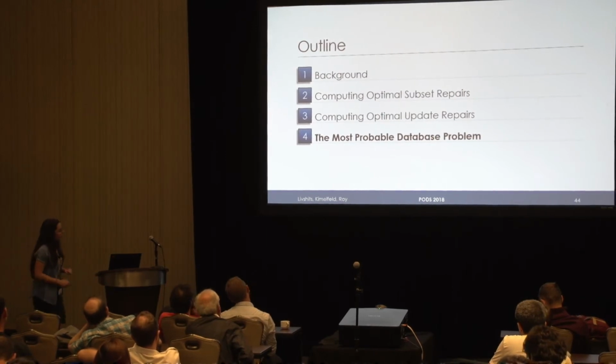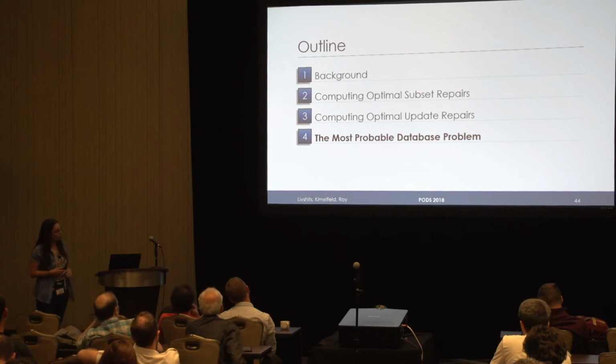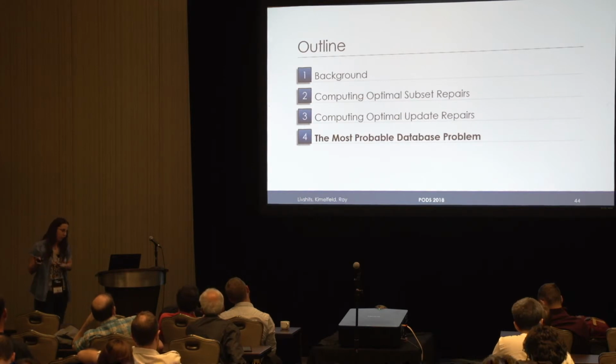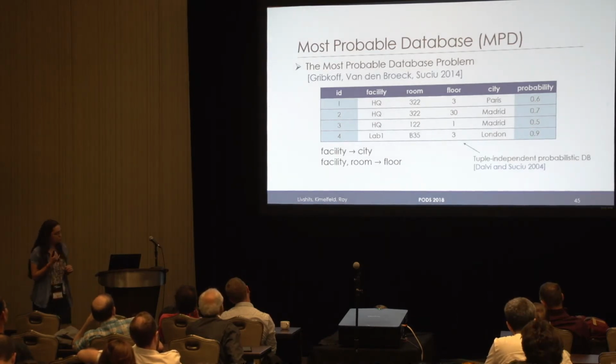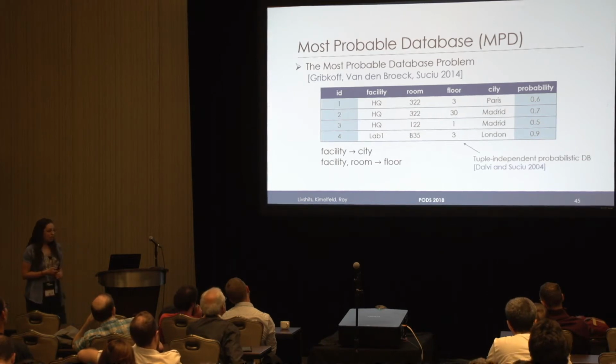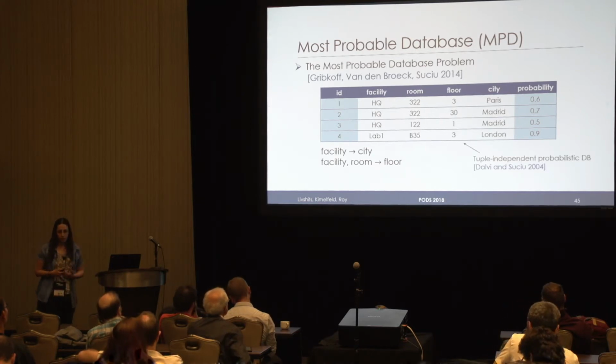So finally, I'm going to talk about another application that we have for the results that we have for computing optimal subset repairs. And here, I talk about a completely different problem, which is the most probable database problem. The most probable database problem was introduced by Gribkoff, Van den Broeck, and Suciu, and this is the following problem. We have a tuple-independent probabilistic database, which means that each tuple in the database has a probability to be selected. And we have a set of functional dependencies.